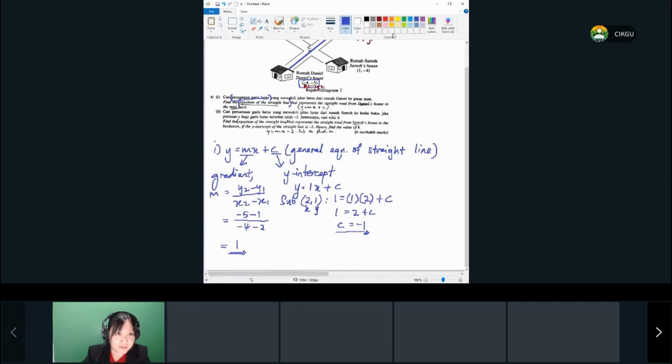So let me do this red color. Therefore, final answer: our equation of straight line is going to be y equals to 1x, 1 being the gradient, plus c is negative 1. Of course we can simplify this, right? Nobody writes 1x, by the way. I hope you guys know this. Nobody writes 1x because 1 times x is just x. So just write it as x plus a negative number, negative 1. Done. I hope you guys got this answer.